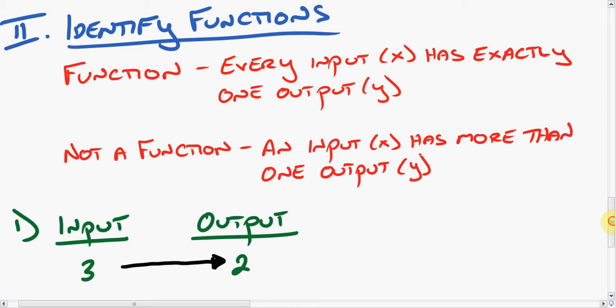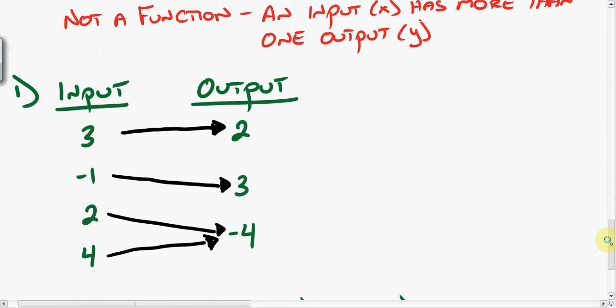So here we have our first problem. We've got all our inputs here, all our outputs here, and these lines tell you, okay, you plug in your input, and what comes out is your number. For our input of 3, the output is 2. For the input of -1, the output is 3. Input of 2, output is -4. Input of 4, output is -4.